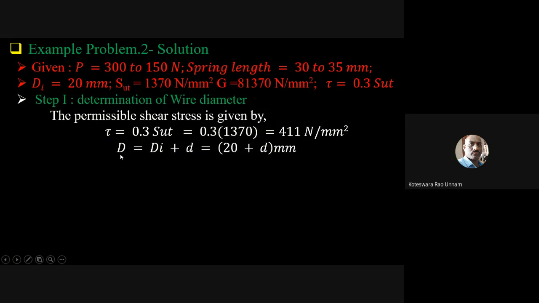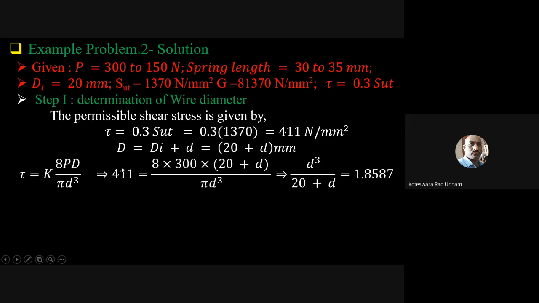We already derived the relation between D and DI. So your mean coil diameter is nothing but DI plus d. So DI is given as 20, I'll take it as 20 plus d. So I'll take the mean coil diameter as 20 plus d. Then this is the formula for our allowable shear stress: tau is equal to K into 8 P D by pi d cube.